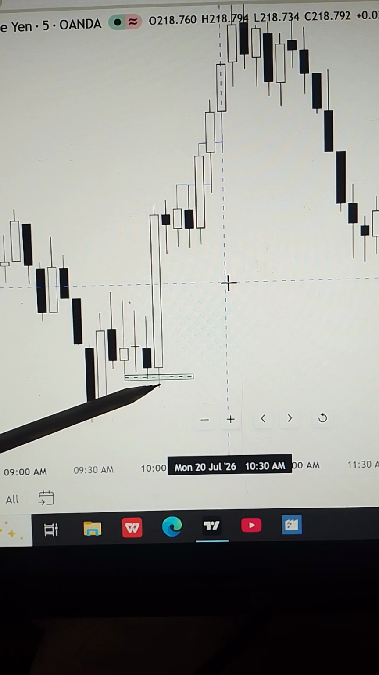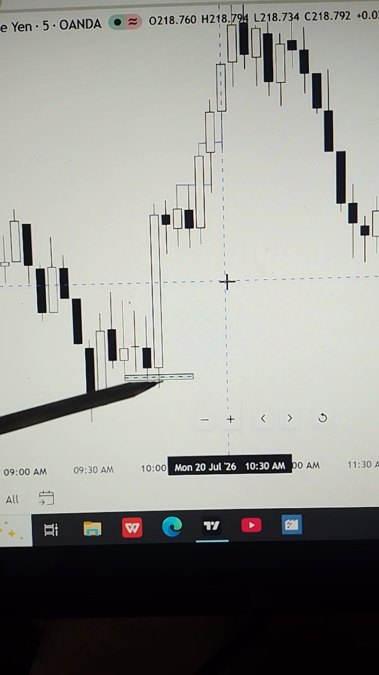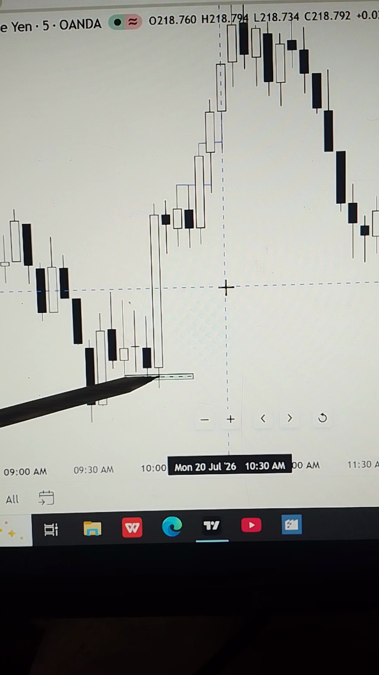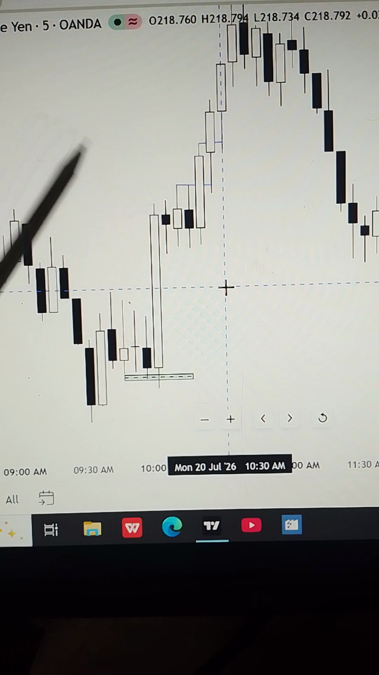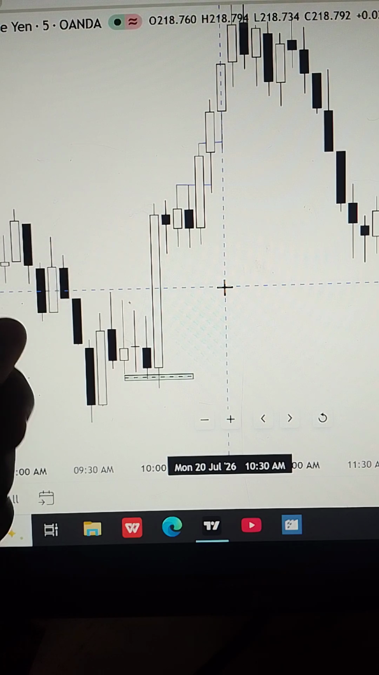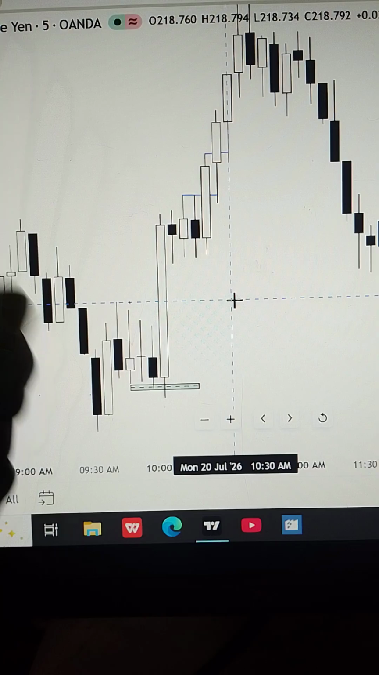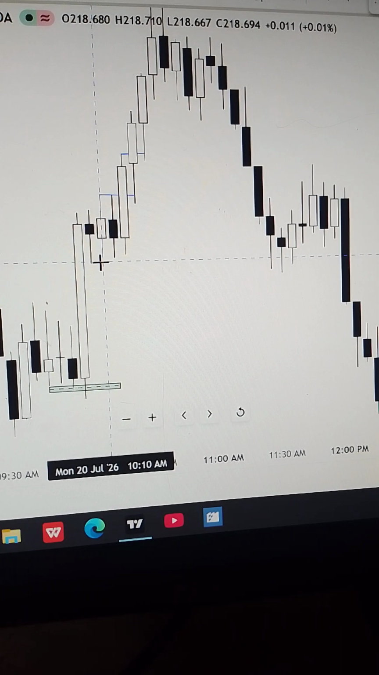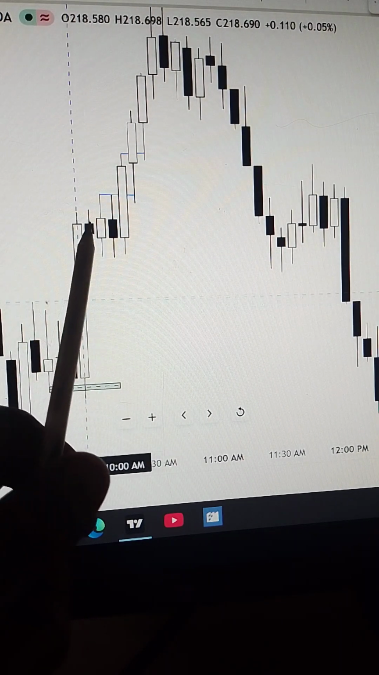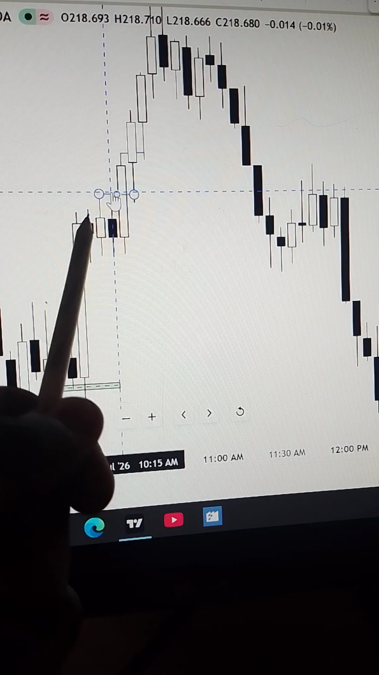So this was your entry. You added positions here. You wait for that candlestick to close. Remember, we are using the 5-minute time frame. After this candlestick closed, we had a resistance, a green followed by red. So we had a resistance.